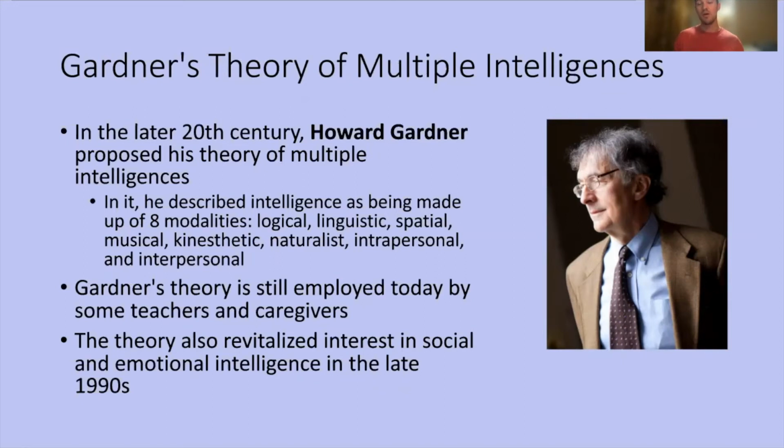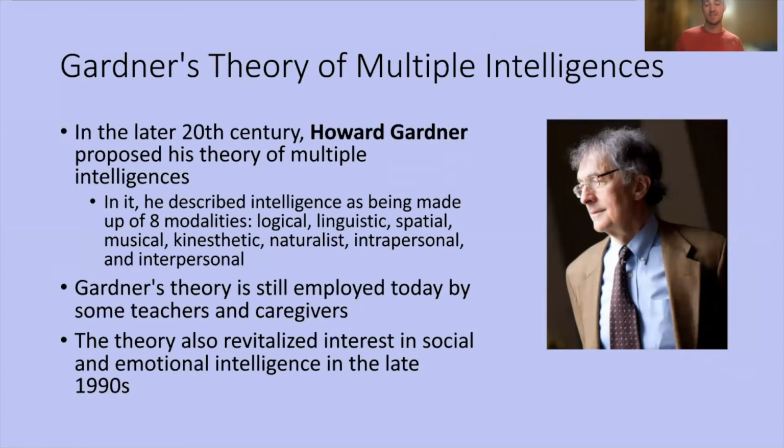So if we break it down to the most basic skills, what facets, what modalities can humans be intelligent with? He broke them up, and his 8 modalities were logical, linguistic, spatial, musical, kinesthetic, natural, intrapersonal, and interpersonal. Intrapersonal is also sometimes known as emotional intelligence, and interpersonal is also known as social intelligence.